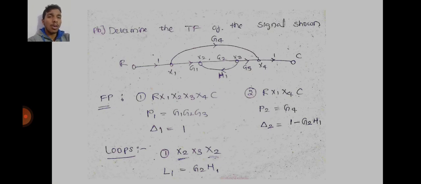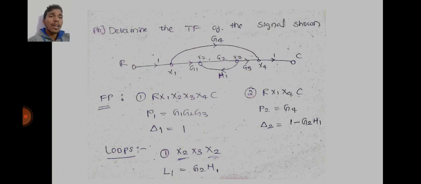So to determine the forward paths, in this example we have two forward paths, meaning the path is only traversing once and no node is repeated. The forward paths here are R, x1, x2, x3, x4 and C, where C is the output node. So here the first forward path is R, x1, x2, x3, x4, C, and the second forward path is R, x1, x4 and C.